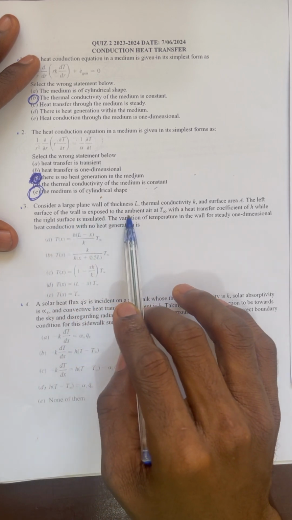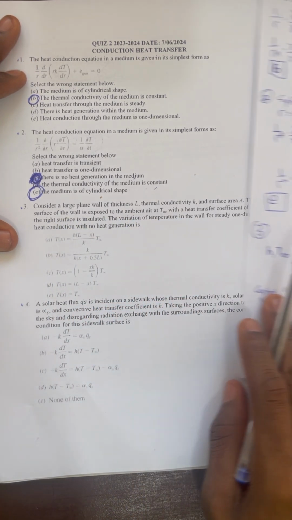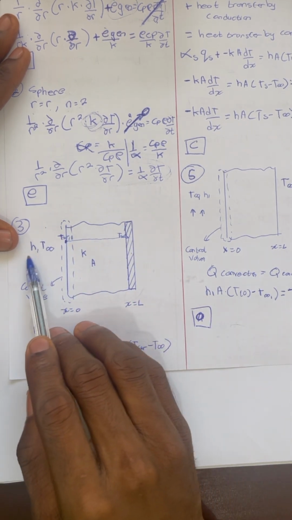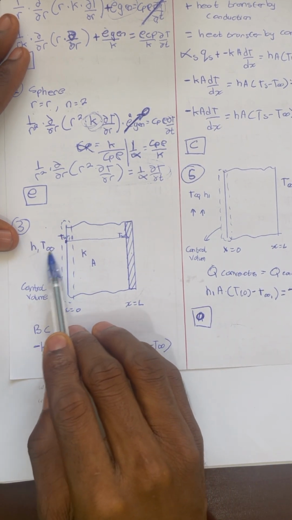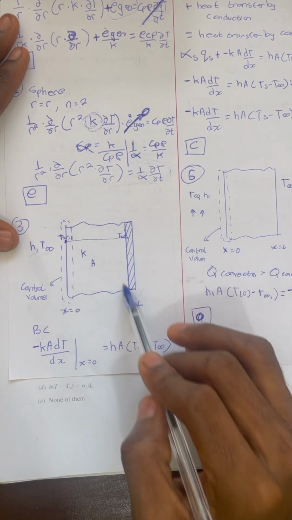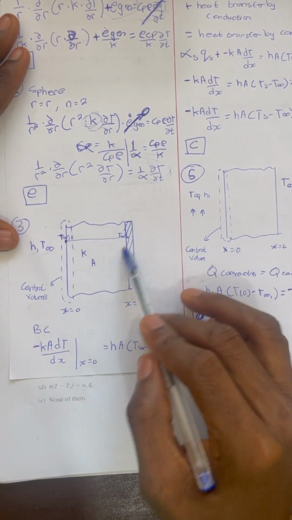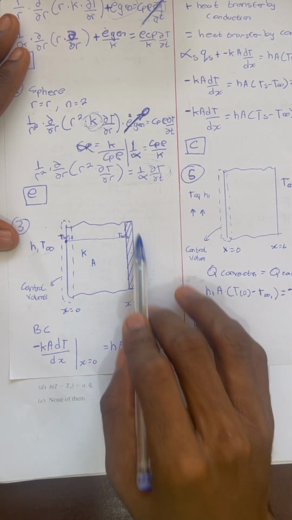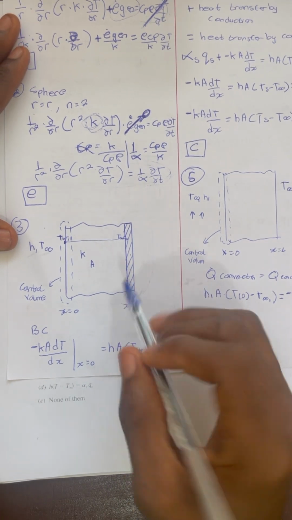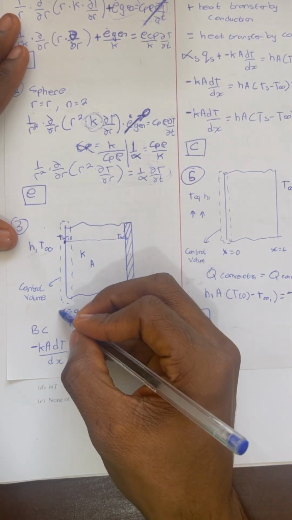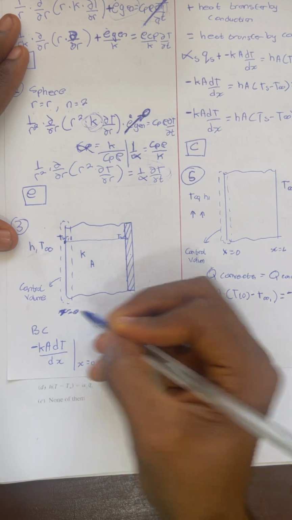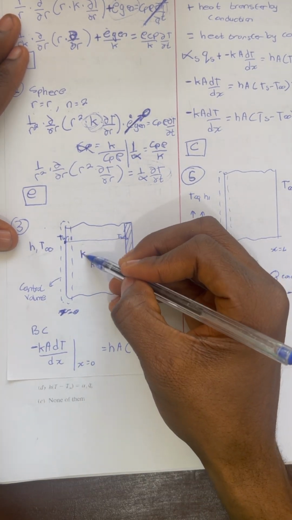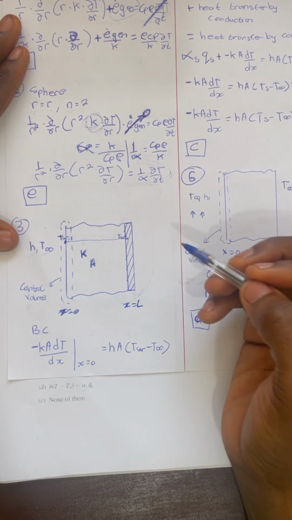The left part is exposed to ambient air and the right part is insulated. So this is the left part. It's exposed to ambient air of coefficient H and temperature T infinity, and the right part of the material is insulated. Insulated meaning there's no heat transfer through it. Then at this distance we have x equals 0, then x equals L. Then they give us the K, thermal conductivity, and the surface area.